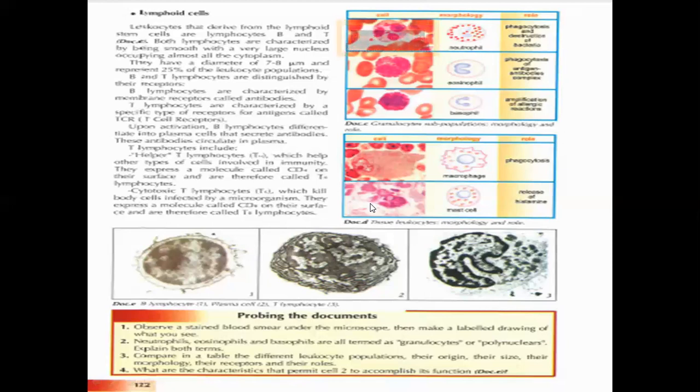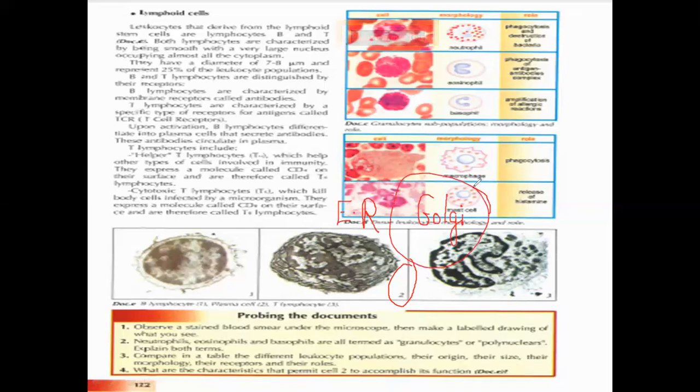Here we have to talk about the characteristics that allow cell 2 to accomplish its function. Cell 2, which is cell 2 in document E. What are the characteristics? I said that we have an increase in the number of endoplasmic reticulum, an increase in the ER, and we have an increase in the Golgi apparatus, okay, or the mitochondria also.